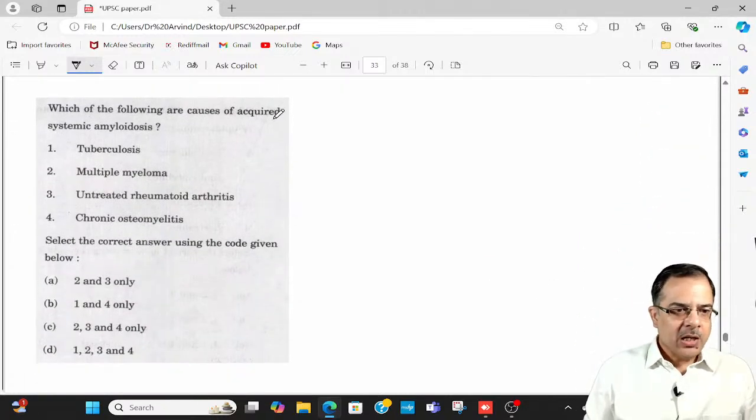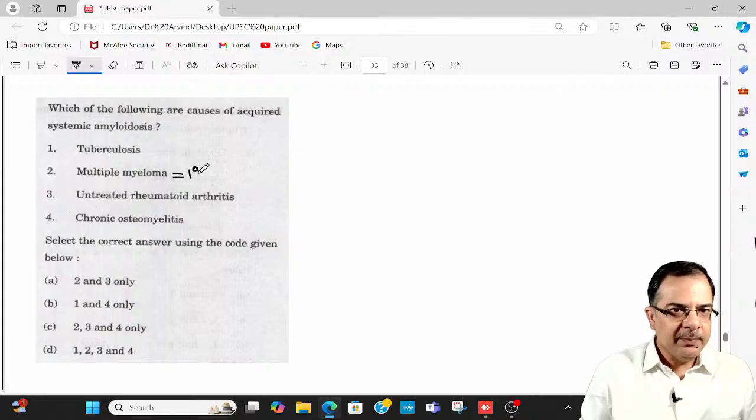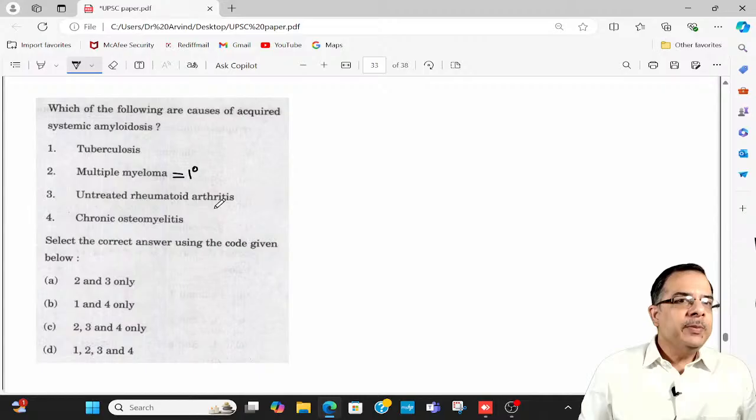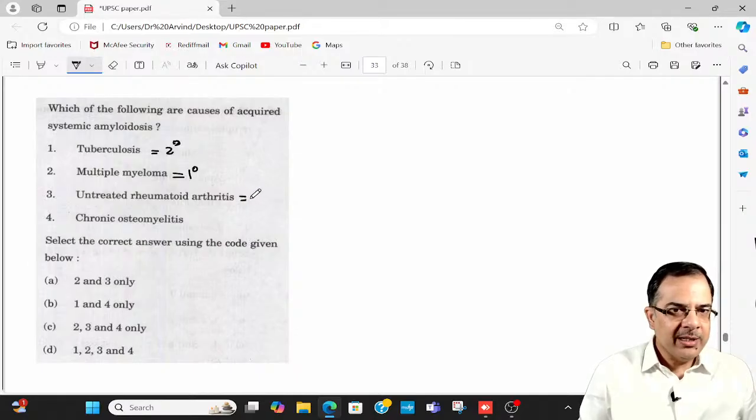Which of the following are the causes of acquired systemic amyloidosis? So acquired systemic amyloidosis can be a primary amyloidosis, which is seen in multiple myeloma, true, or it could be a secondary amyloidosis, which can be seen in tuberculosis. If it is chronic, untreated rheumatoid arthritis, it is indeed the most common cause of secondary amyloidosis.